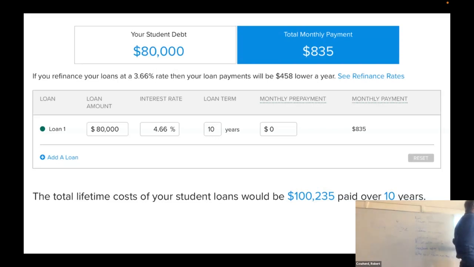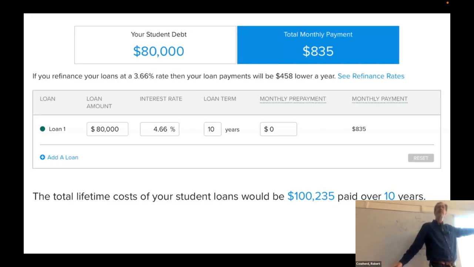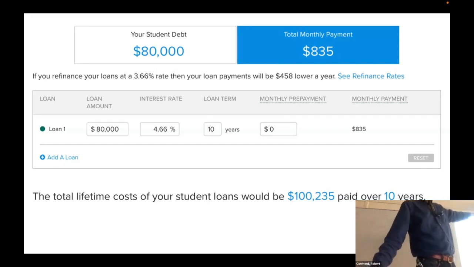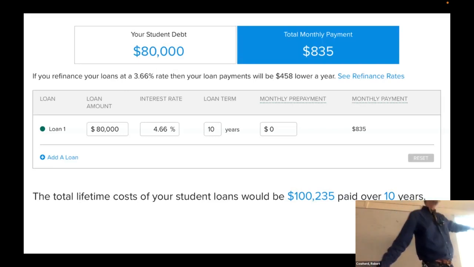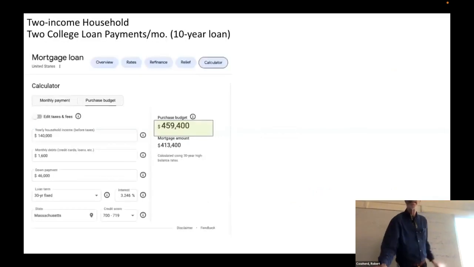Okay, just checking. All right, so what are your loan payments every month? How much? When you graduate, how much are your loan payments going to be every month? Here's a hint. That is, is that a lot?